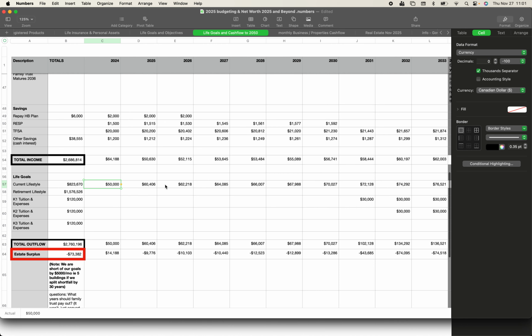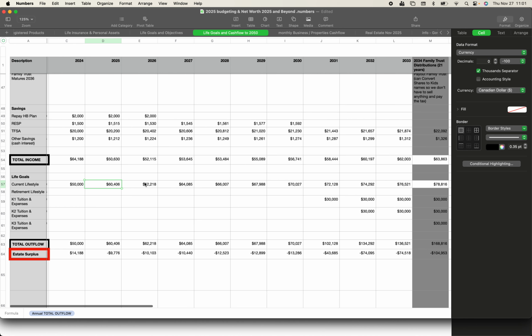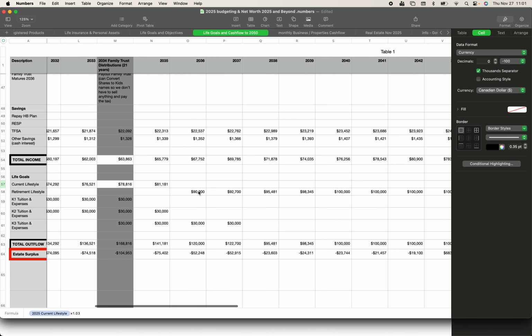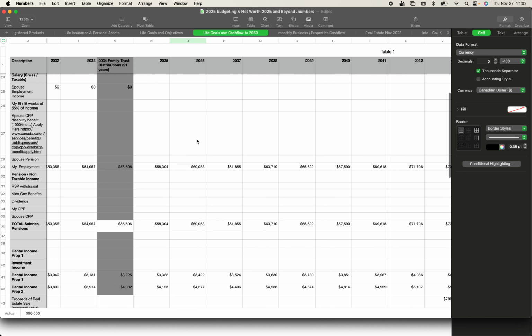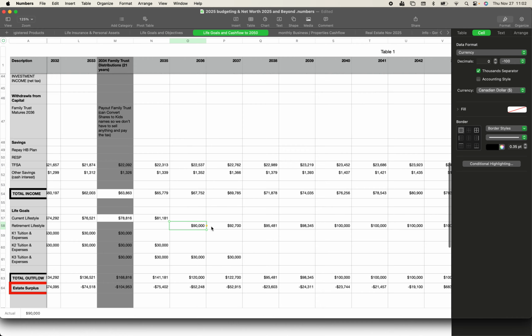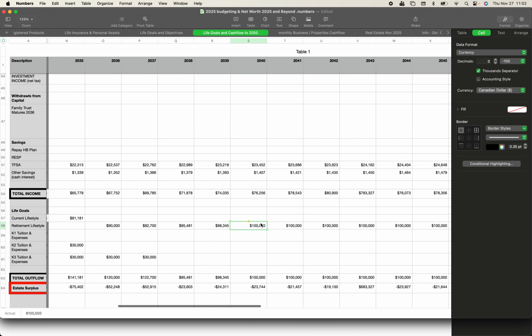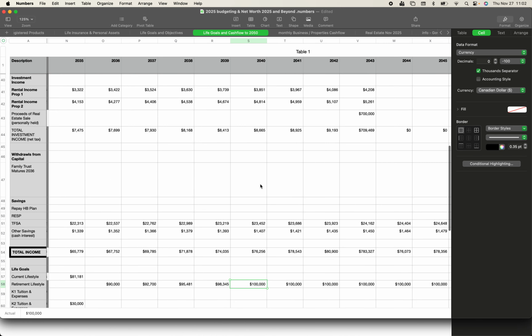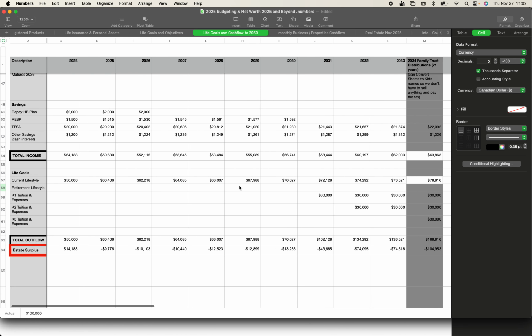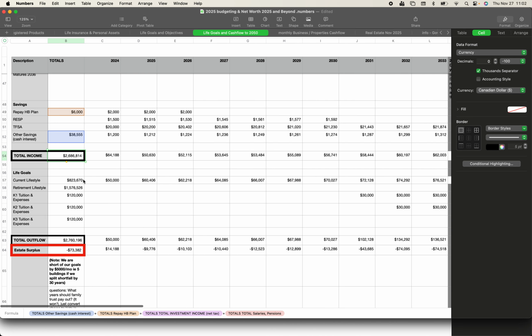So we've got our lifestyle, and our expenses are going to increase, and then right around retirement, or right around 55, we're going to start spending money traveling more. And then I'm going to assume retirement income is just going to stay at around $100,000 a year. So that basically, you got your income, you got your outflow.